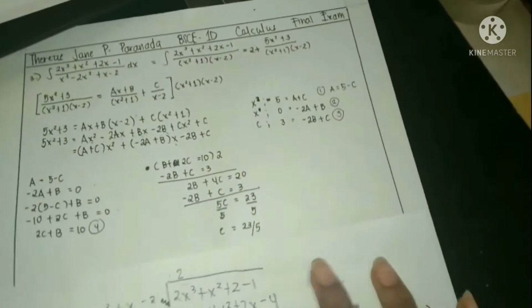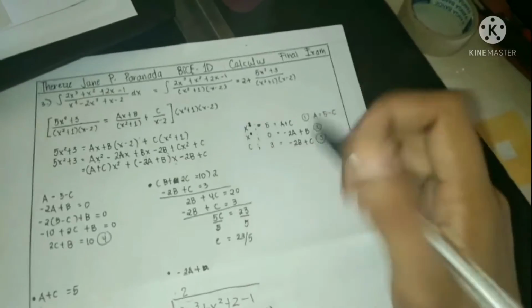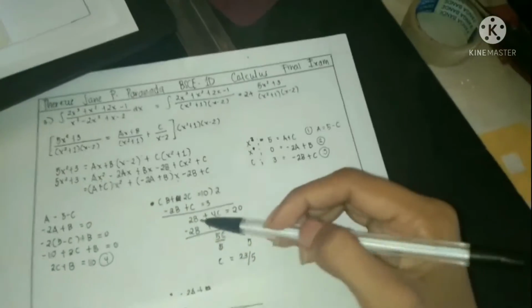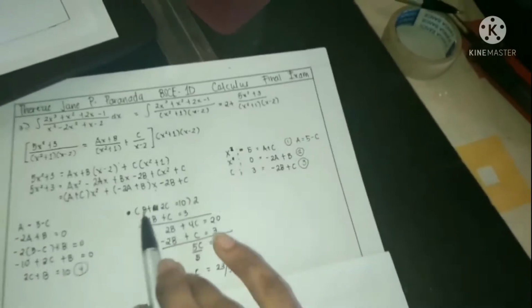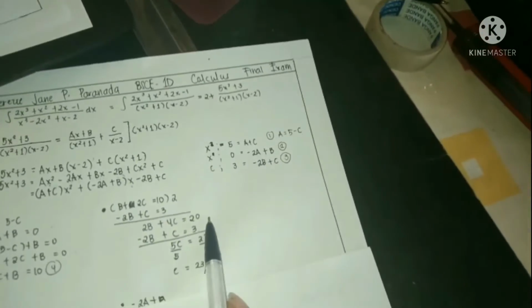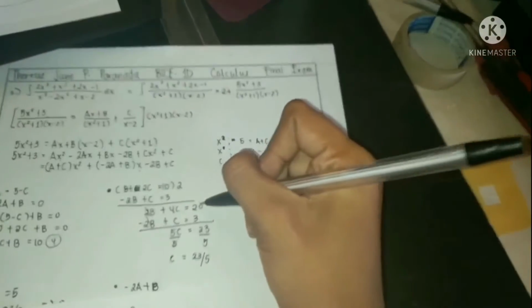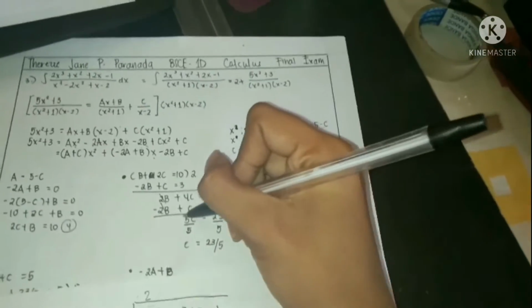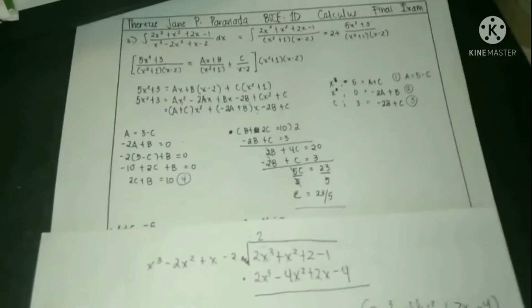So in order for us to get the value of our c, pag subtract natin itong 2c plus b is equal to 10, tsaka yung negative 2b plus c. So ito yon. So in order for us to cancel the 2b later on, multiply natin yung fourth equation sa 2. So it will become 2b plus 4c is equal to 20. Minus 2b plus c is equal to 3. So cancel. 4c plus c is 5c. 20 plus 3 is 23. Divide both sides by 5. Maka-cancel ito. So the value of our c is equal to 23 over 5. So may c na tayo.